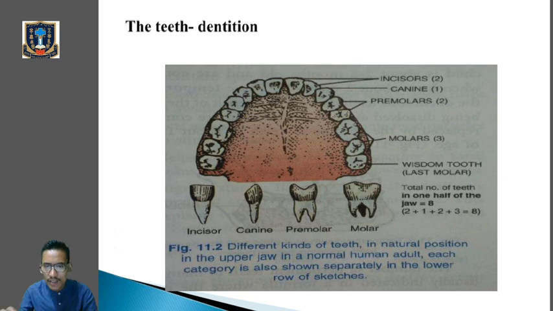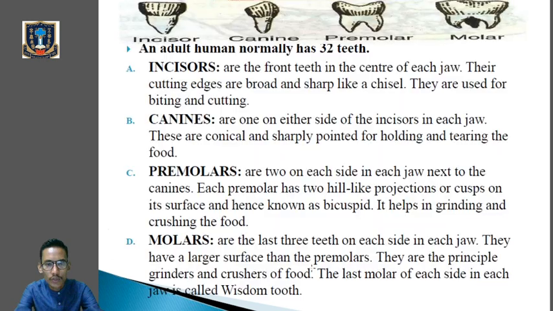First we will see the incisor. Look at the diagram of the incisor teeth. Incisors are the front teeth in the center of each jaw. Their cutting edges are broad and sharp like a chisel. So what is the function of incisor? They are used for biting and cutting.